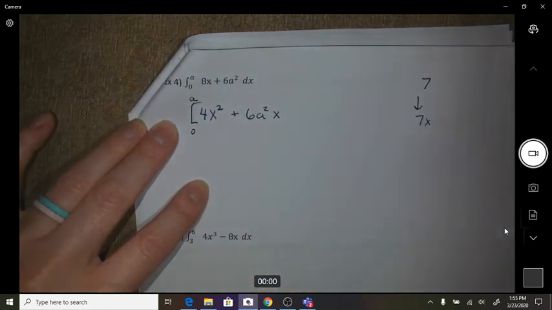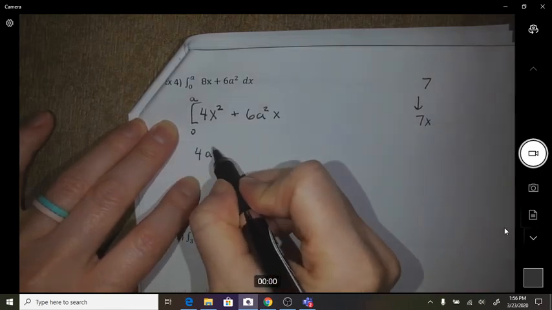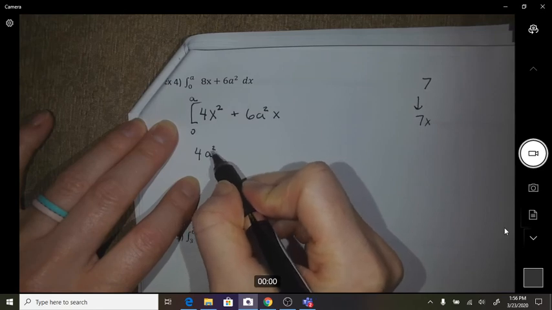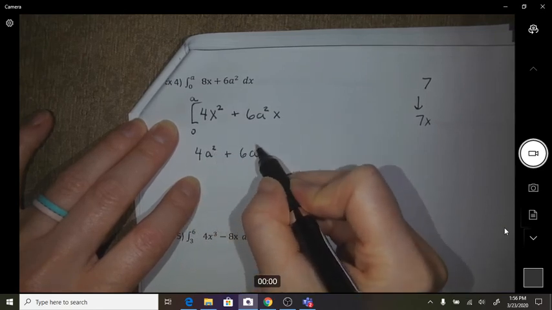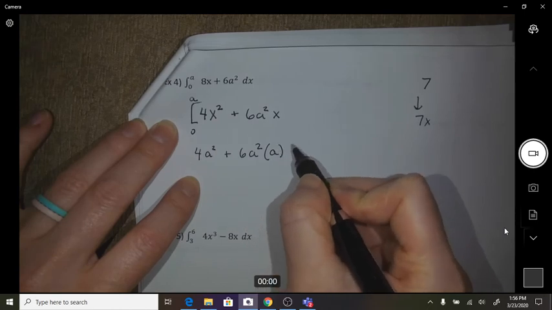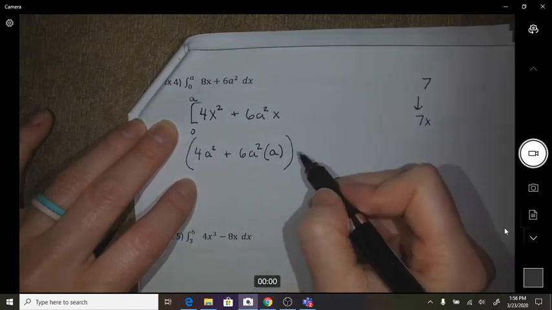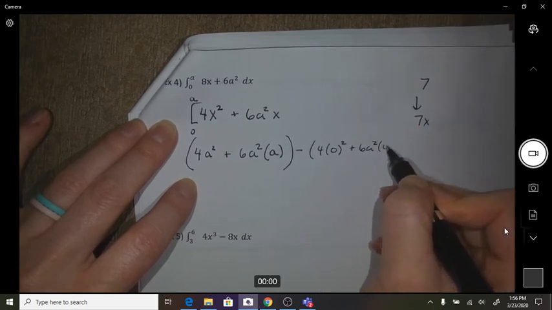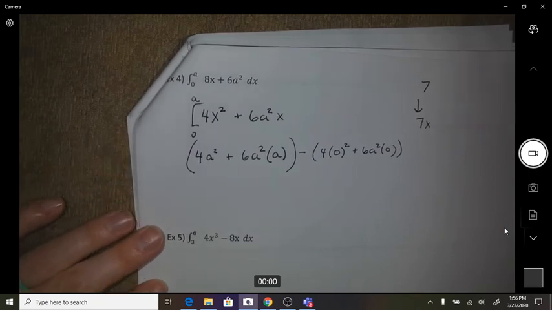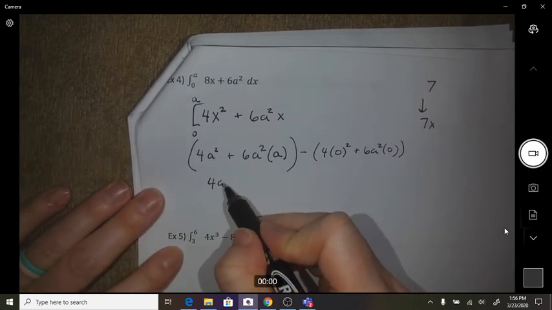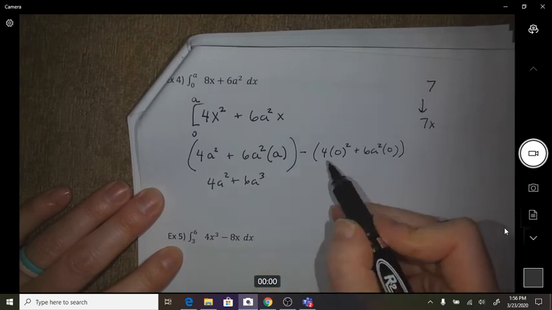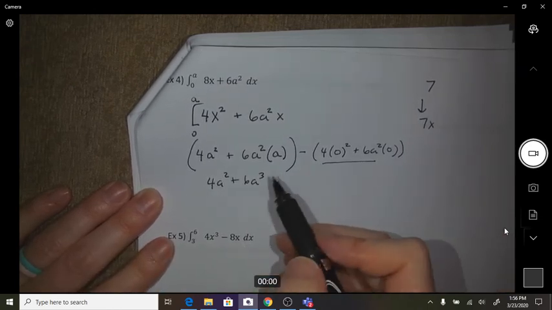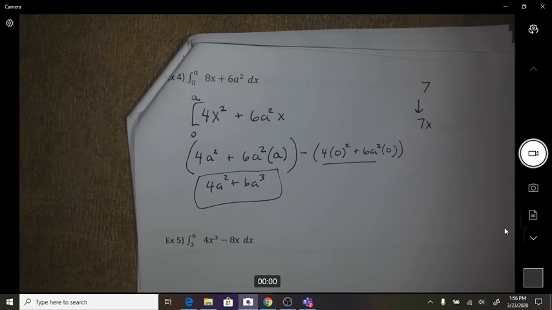Okay, so now you're inputting an a for the x spot, and then you're inputting a 0 for the x spot. So 4a squared plus 6a squared input a. Okay, so I inputted an a. And I'm inputting a 0. Okay, so this is 4a squared plus 6a cubed. All of this is 0, so it's irrelevant. That's my final answer.